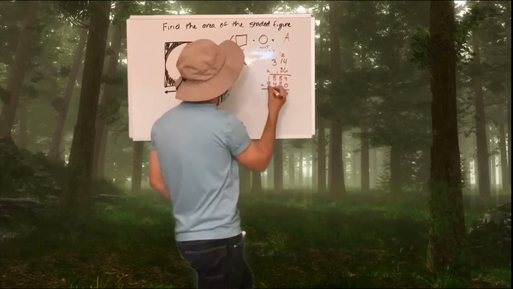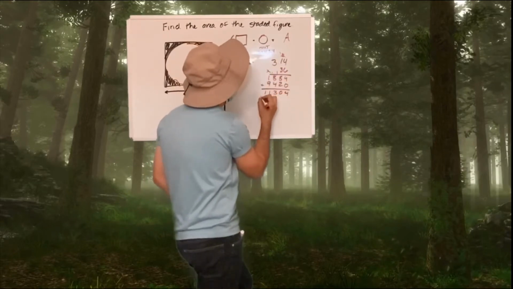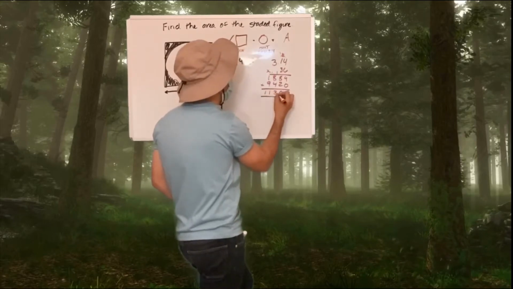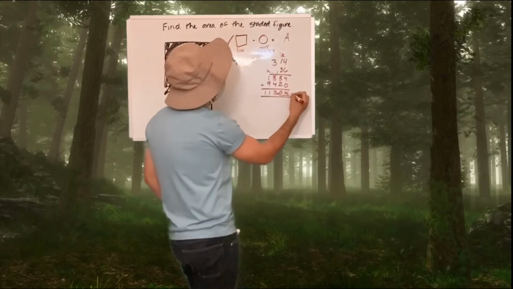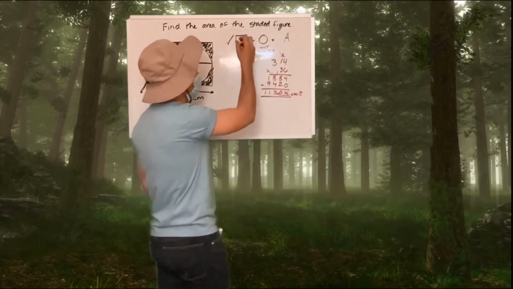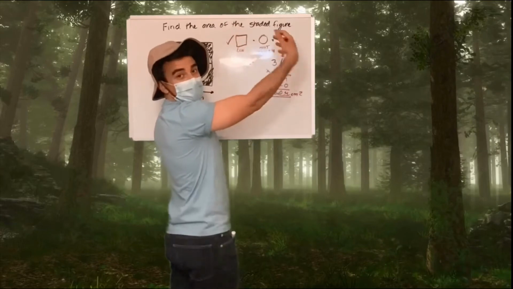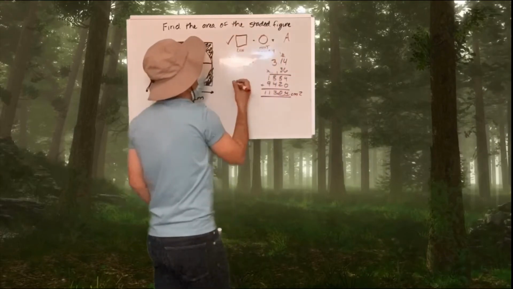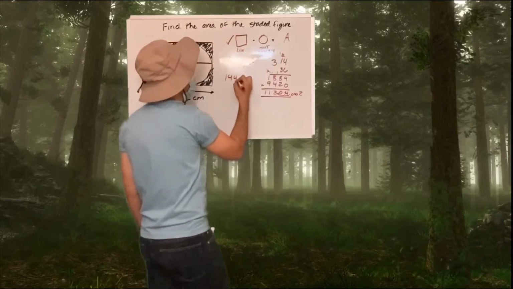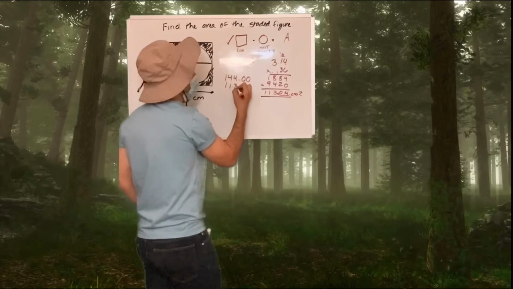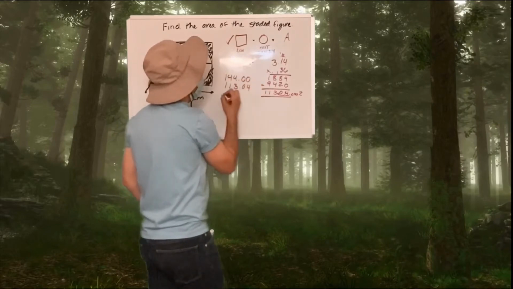1 plus 1 plus 9 is 11. 1, 2, 3. And I have 113.400 centimeters squared. So now all I have to do is subtract the area of my circle from the area of my square. So I have 144, I need to make a decimal, 0, 0, and 113.400.